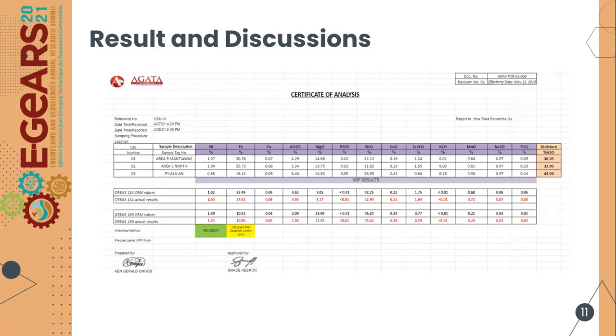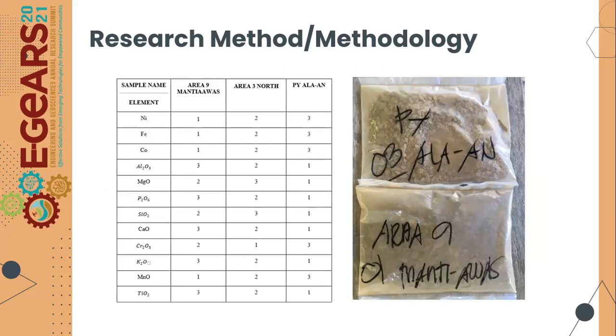All three of the nickel laterite silt samples were then analyzed, but due to financial restraints, only two samples were subjected to SEM-EDS. Samples from PY Alaan and Area 9 Mantiawas were sent to NASAT Labs Laguna for SEM-EDX analysis.